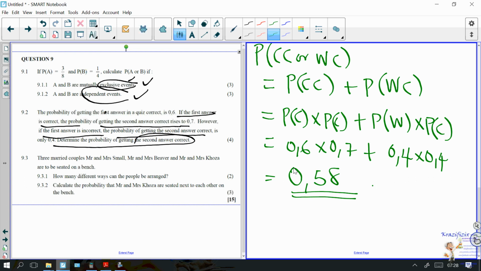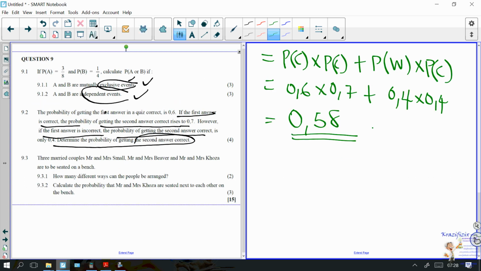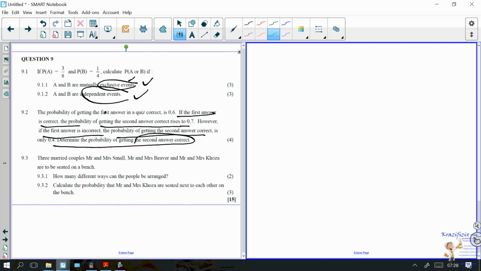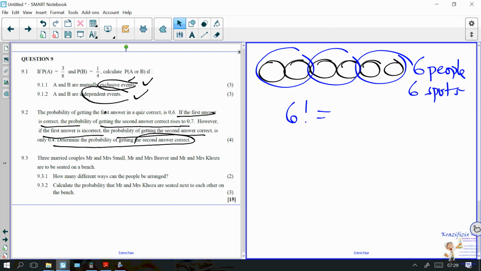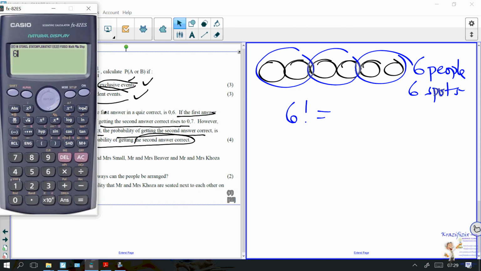Okay, 3 married couples, Mr. and Mrs. Small, Mr. and Mrs. Beaver, and Mr. and Mrs. Koza are seated on a bench. How many ways can the people be arranged? How many people do we have? We have 3 couples, 6 people. And they can be seated anyhow. All right, so what do I have? I have 6 people for 6 spots. Automatically we just say 6 factorial, and that should be equal to 720 ways.